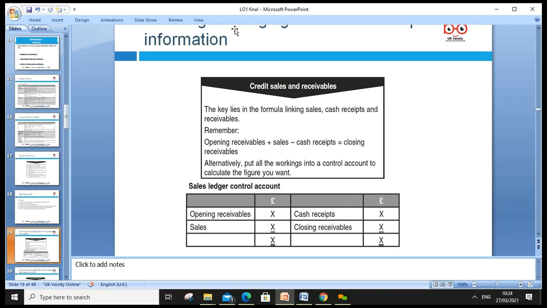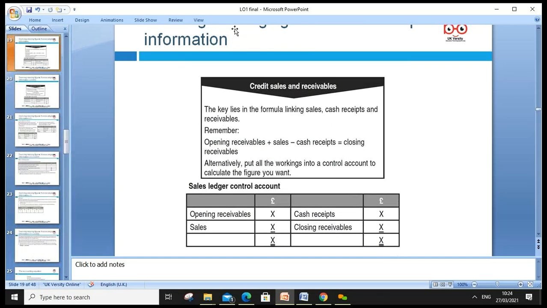When we have credit sales, and if bad debts are also irrecoverable, bad debts can be adjusted here as well.